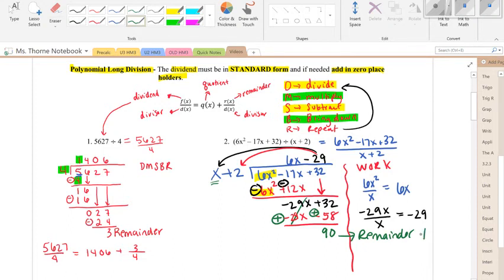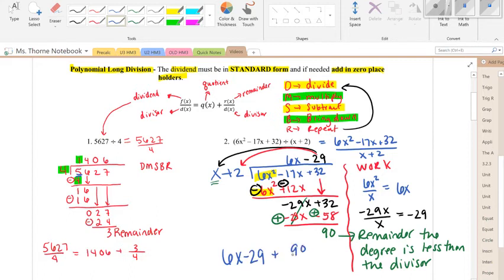And again, the degree is less than the divisor. So when we're writing our answer, we would write the quotient, which was 6x minus 29, plus our remainder, which is 90, divided by the divisor, because it didn't go in anymore. So this right here would be our solution.